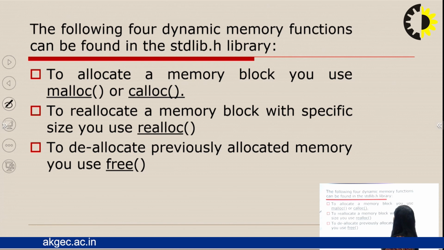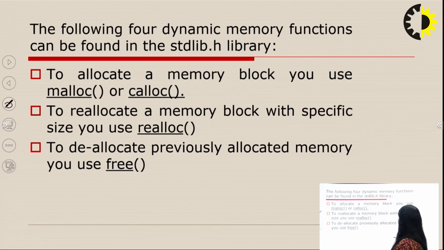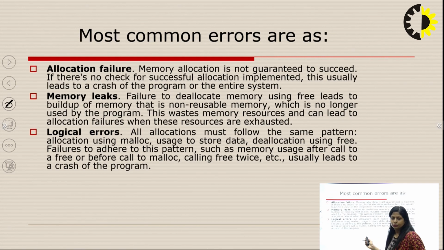The following 4 dynamic memory functions can be found in the stdlib library. To allocate a memory block, we can use either MALLOC or CALLOC. To reallocate a memory block, we have seen the realloc function, and to deallocate previously allocated memory, we simply use the free function. Fine. Here are a few common errors which may arise.